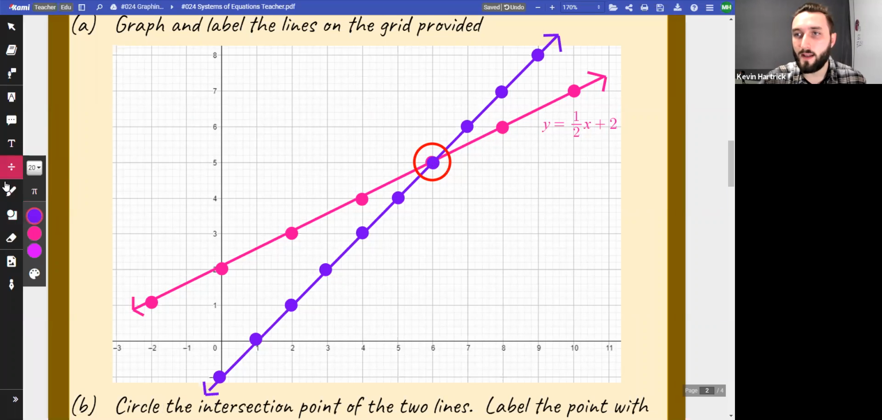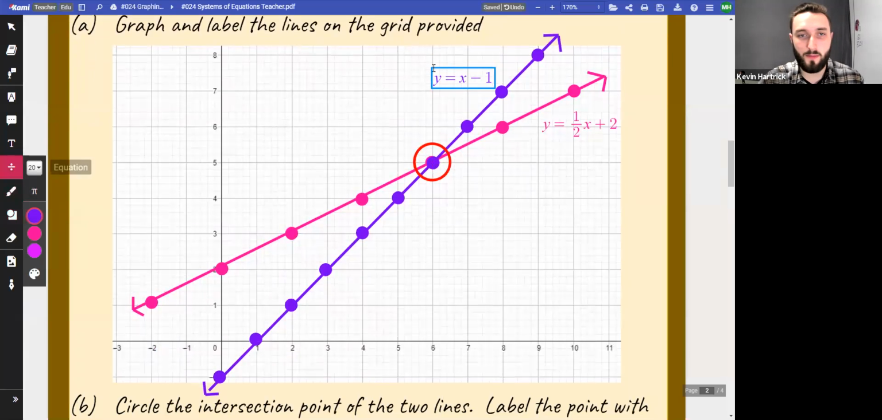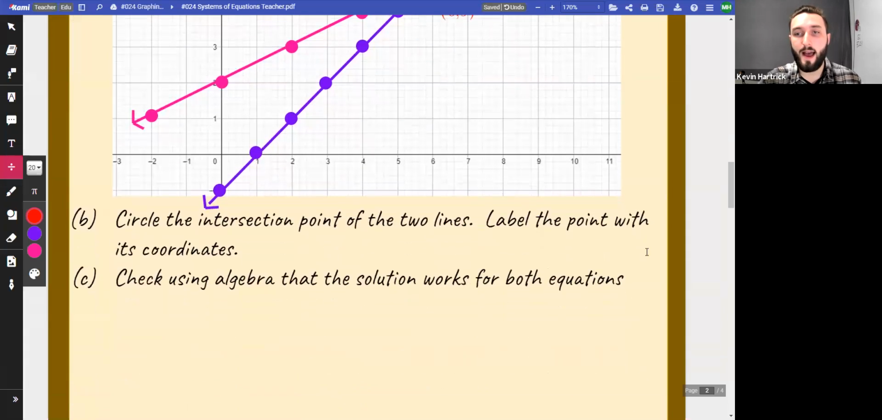I forgot to label this one, so let me do that. So this is y equals x minus 1, right? And then I'm going to label my solution. My solution was this point here, so we've got to figure out what that point is. It looks like it's (6, 5). Don't forget your parentheses around points. (6, 5) is the solution. We have found the solution to the system of equations. We found where they intersect. That's great. Now we're going to check using algebra.